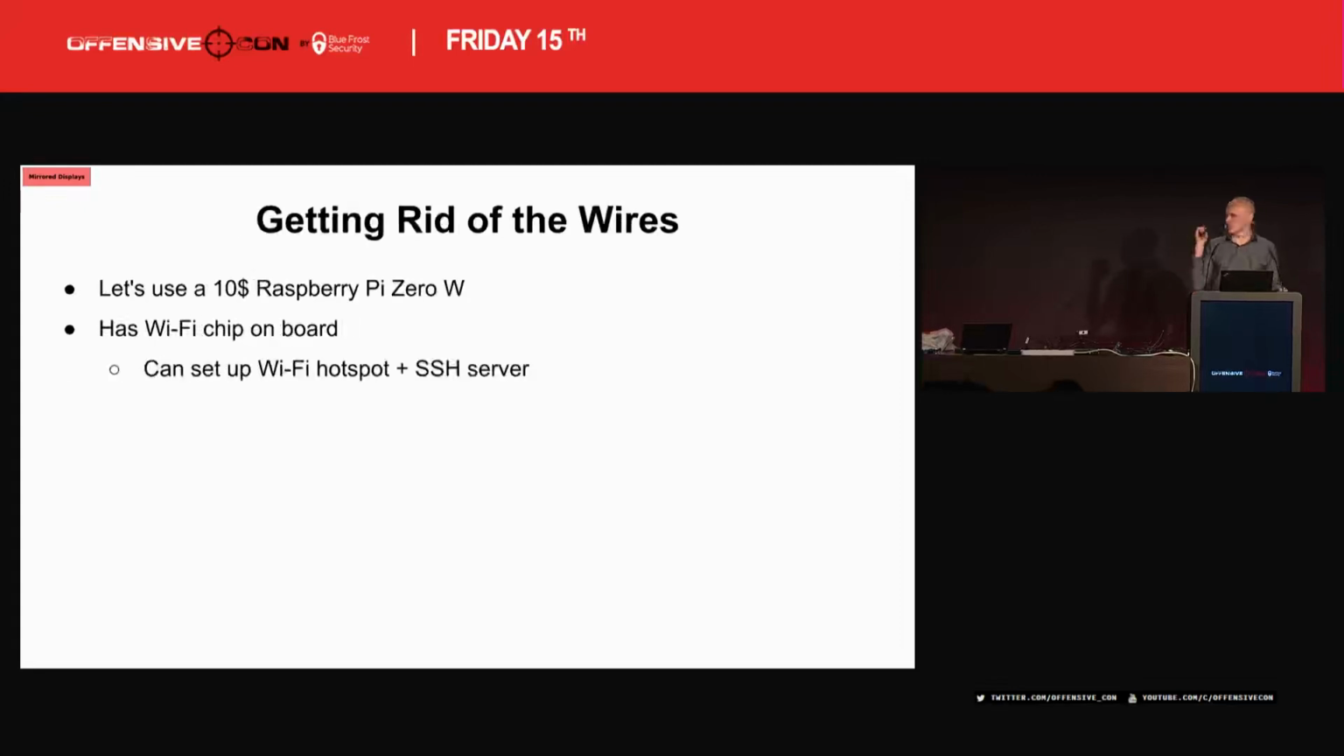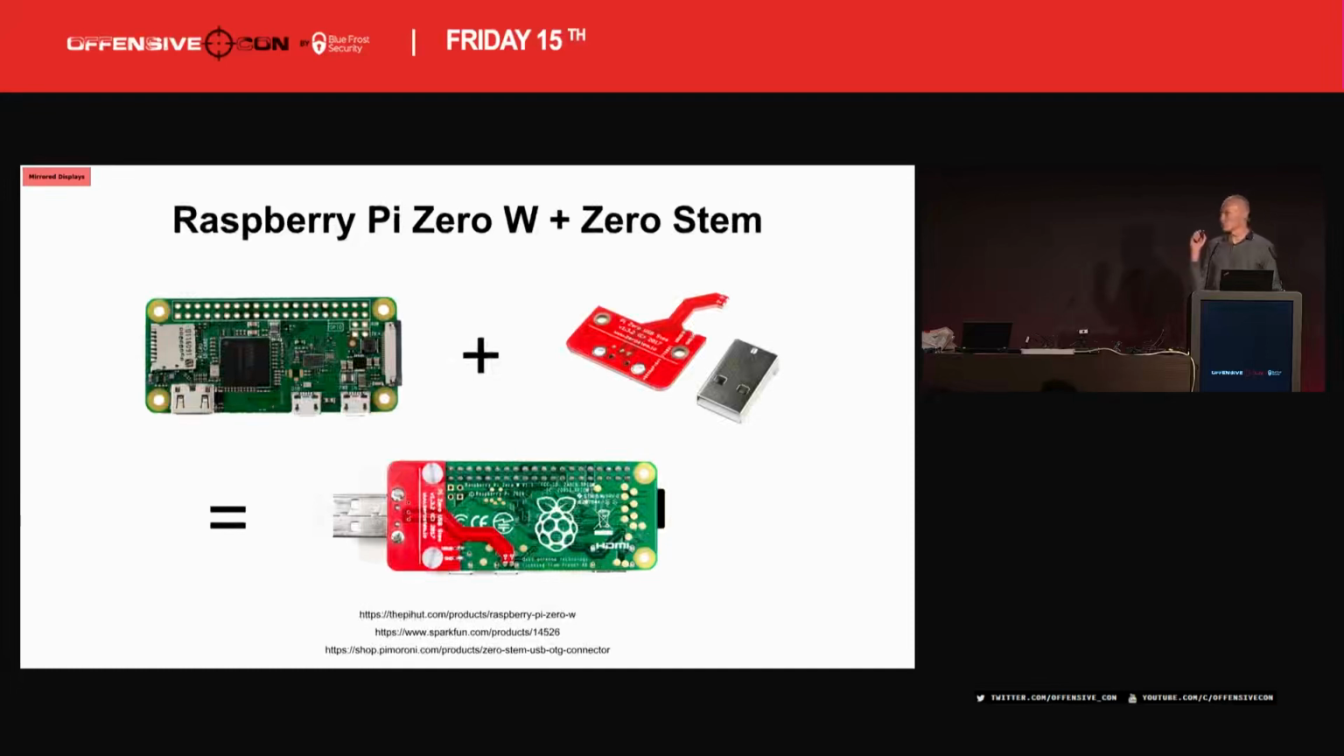And the cool thing that I also wanted to do here is to get rid of all the wires, because right now I have a bunch of stuff in there, so you have to plug in stuff, and you have all these wires connecting things. The idea is very simple. Let's take not the $5 Raspberry Pi, but the $10 Raspberry Pi, which has Wi-Fi on board. We can set up a Wi-Fi hotspot, and we can just SSH to it. And what I also found very nice is this thing called Zero Stem, a small PCB you can just solder onto your Raspberry Pi Zero. It turns it into something like a flash drive, a little bit bigger, but yeah.